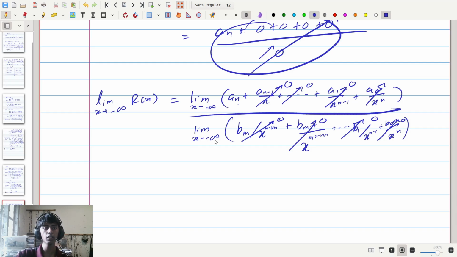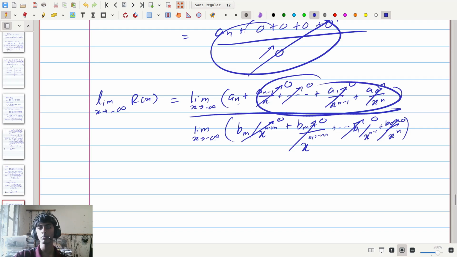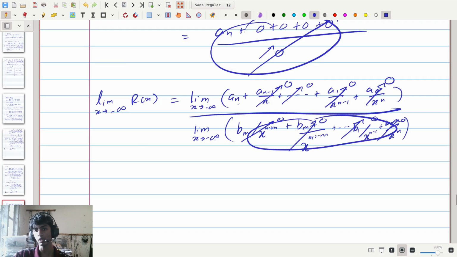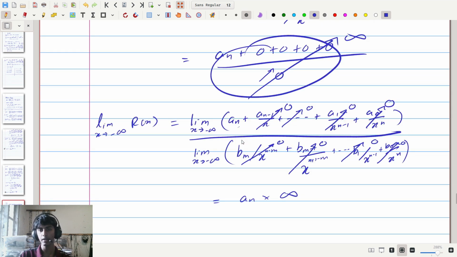Still all the 1 divided by x's and 1 divided by x squareds and all of that is still going to be approaching 0. So all of this stuff is still approaching 0. The only thing we have here is the a sub n, which means that still this whole thing is going to be approaching a sub n multiplied by some infinity. So again, which infinity it is depends on the signs of the coefficients that you have in your two functions.